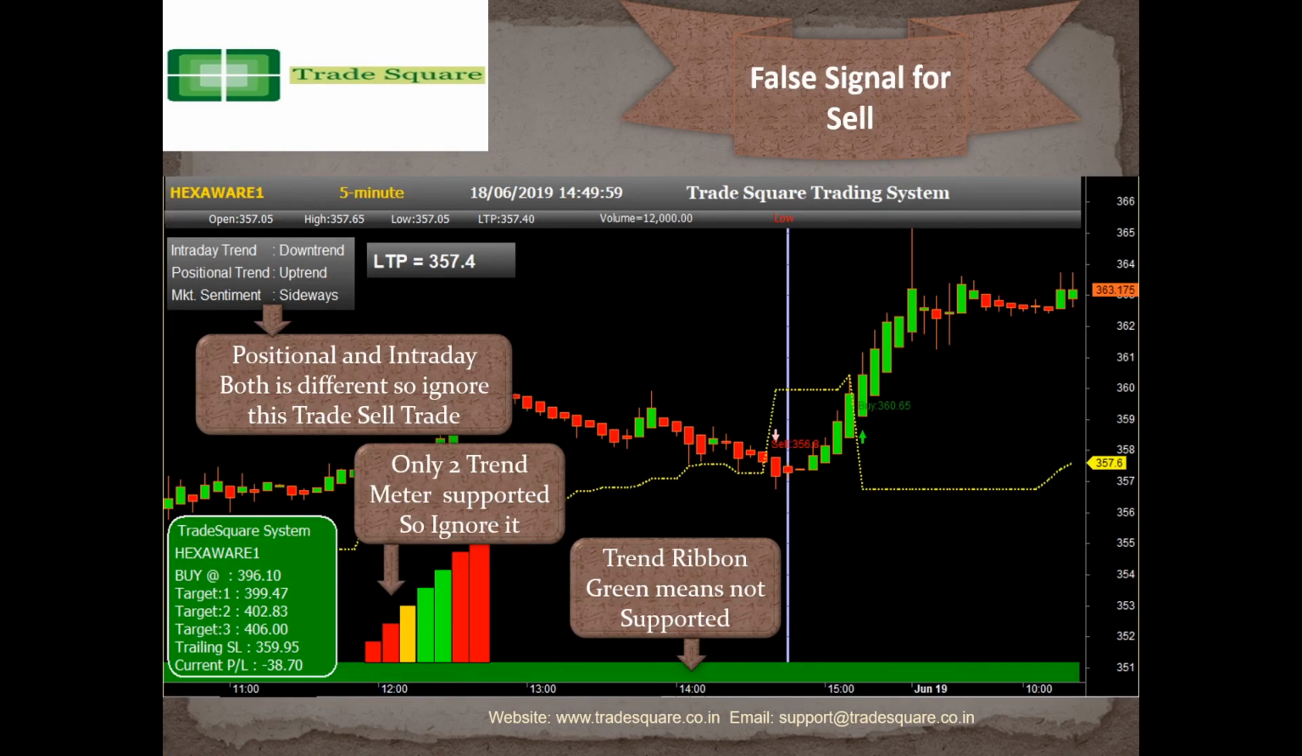In a similar manner, only 2 bars are red, ribbon is in red, ribbon is in green, sell trade, so mismatch: downtrend, uptrend, sideways. So it is also not matching, and volume is not supported. If volume is not supported, how would you win the game? Okay, it is a false trade.